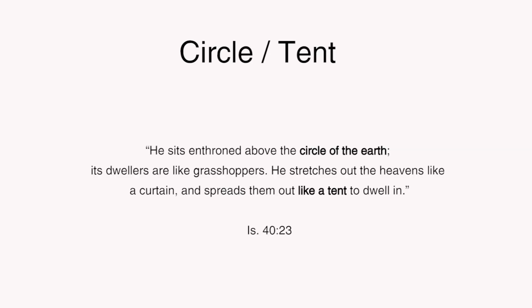All right, but he promised that whatever crazy natural disasters are happening right now, they are ordained, and he promised that he would not let this world spin out of control, all right? So now that I think about it, this is probably another golden child of the flat earth movement. In Isaiah 40:23, it says, "He sits enthroned above the circle of the earth. Its dwellers are like grasshoppers. He stretches out the heavens like a curtain and spreads them out like a tent to dwell in."